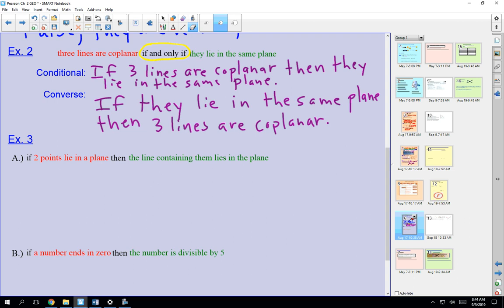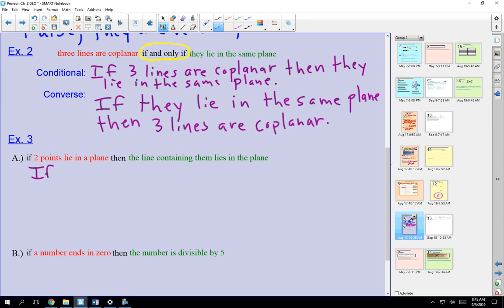Then in example 3, they're asking us to write this as a conditional. I think we have to decide if it's true or not first. We write the biconditional statement. Let's see. Write the converse of each statement. Decide if it is true. If it is true, then combine it with the original as a biconditional. So first we're going to write the converse of the statement. So it would be take the then part and make it the if part.